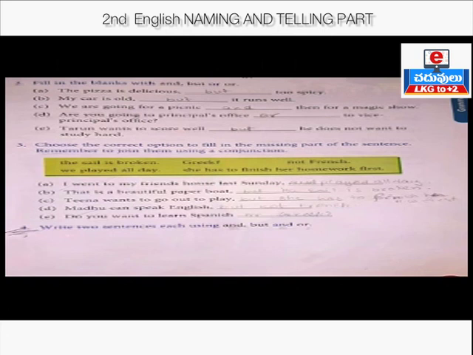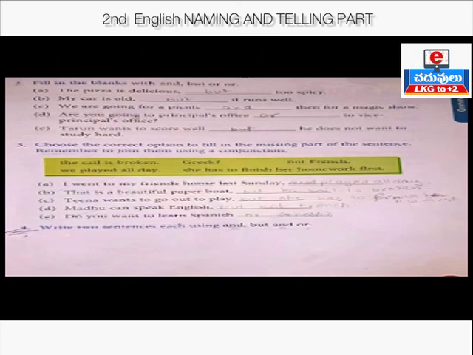Next, that is a beautiful paper boat. But the sail is broken. Here you have to join with but. Okay. Next, Tina wants to go out to play, but she has to finish her homework first. Again, in this sentence, you have to put but. Okay. Next, Madhu can speak English, but not French. Do you want to learn Spanish or Greek? In this sentence, you have to put or. These all are conjunctions. Or, but, and, like this.